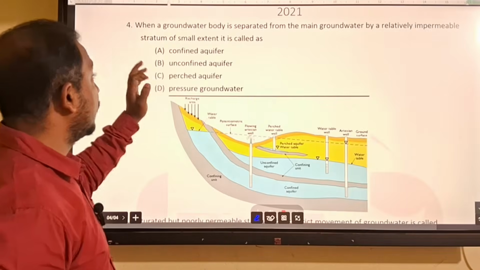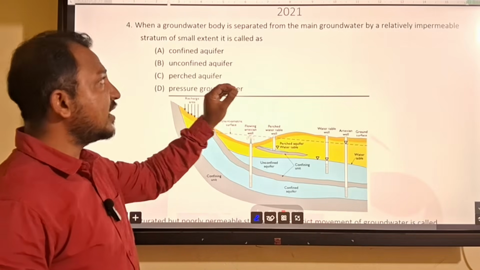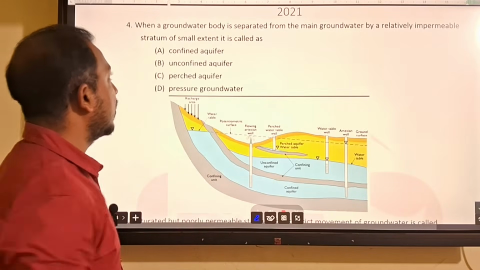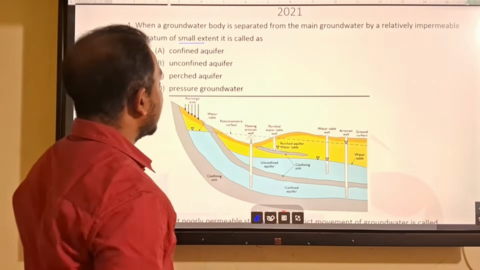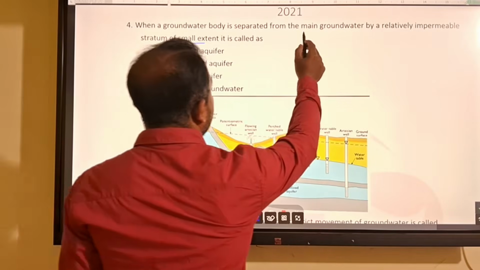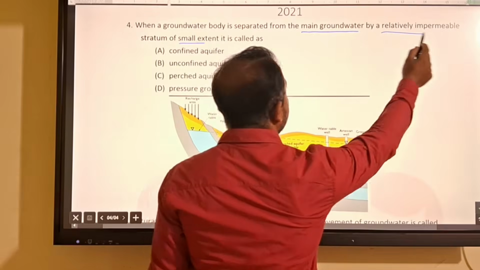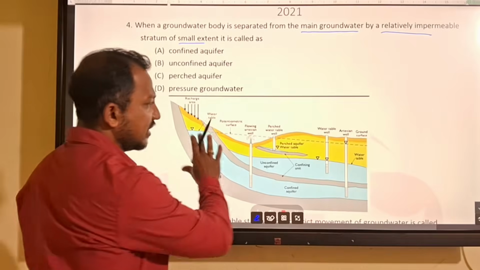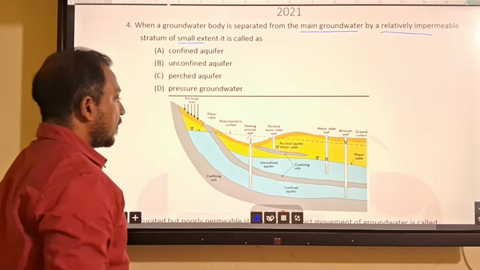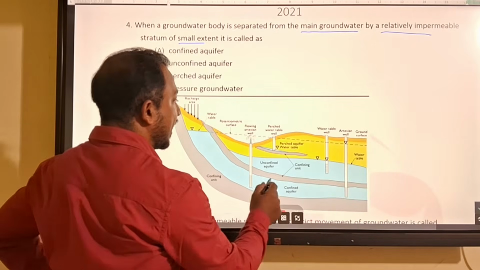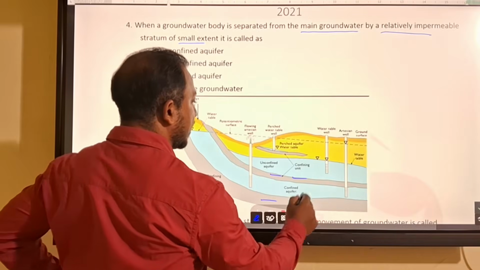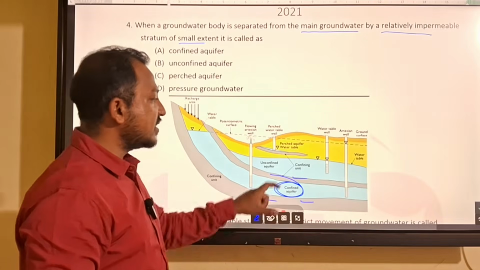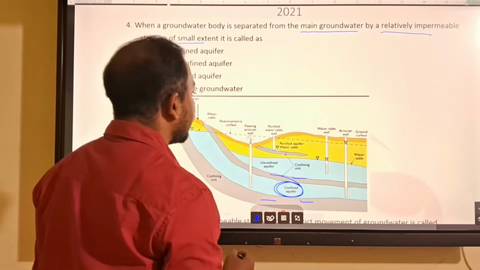Next question: when a groundwater body is separated from the main groundwater by a relatively impermeable stratum of small extent, it is called as what? Suppose this is a subsurface region. The water that is trapped between two impermeable formations is called a confined aquifer, which is sandwiched between two impermeable formations.